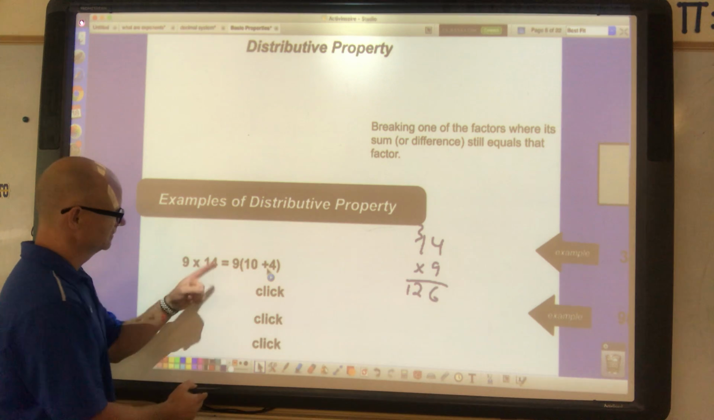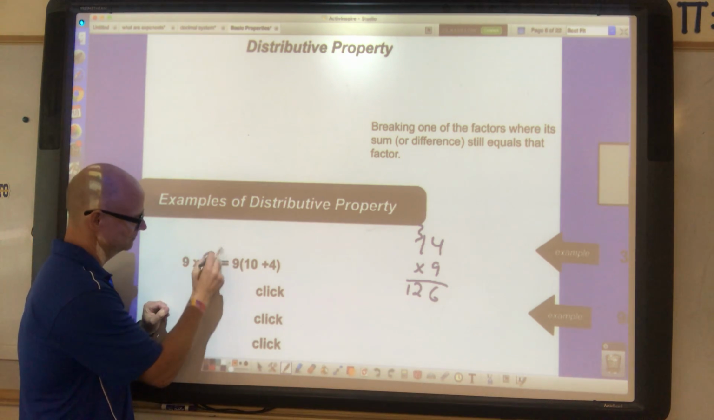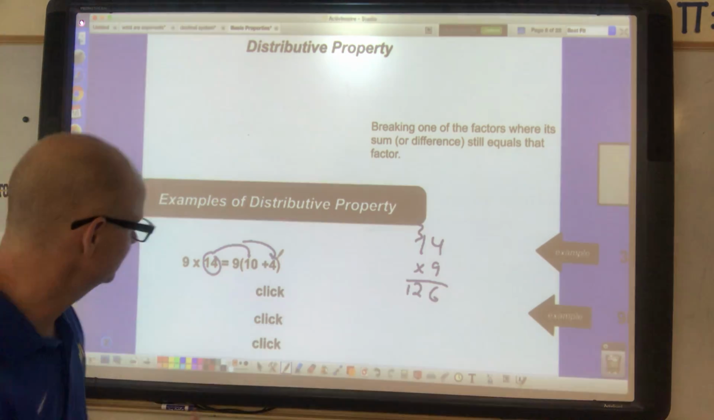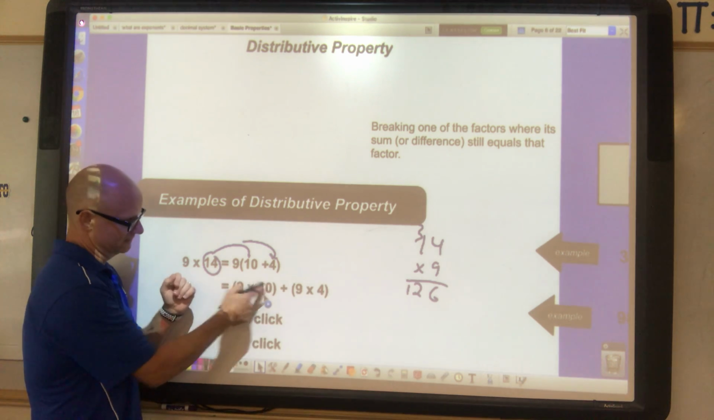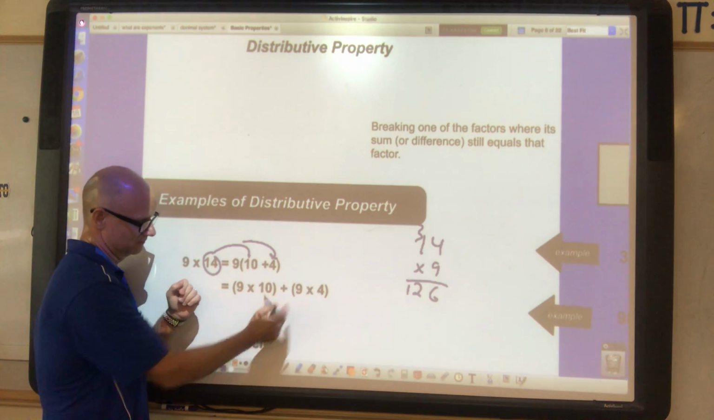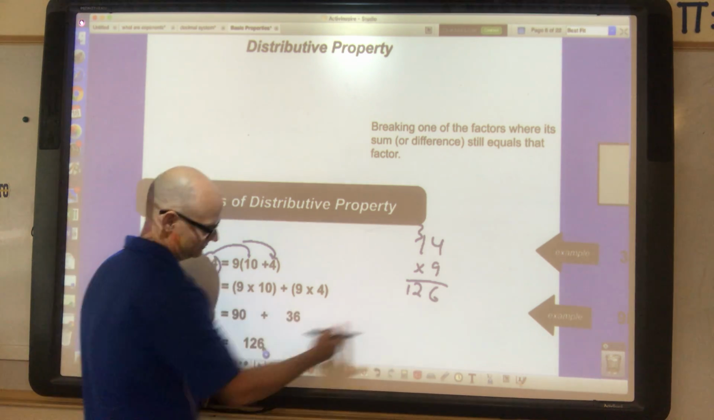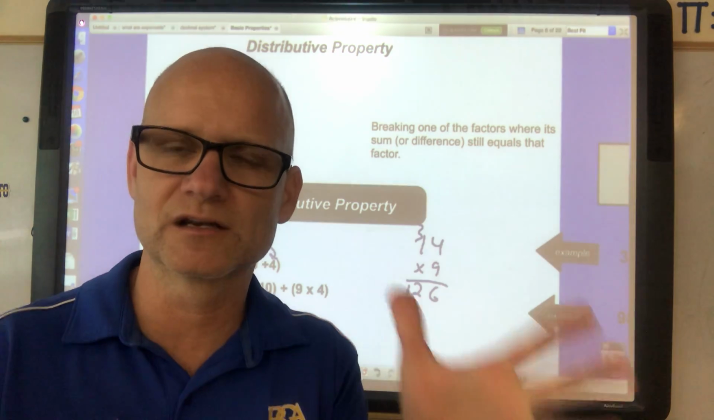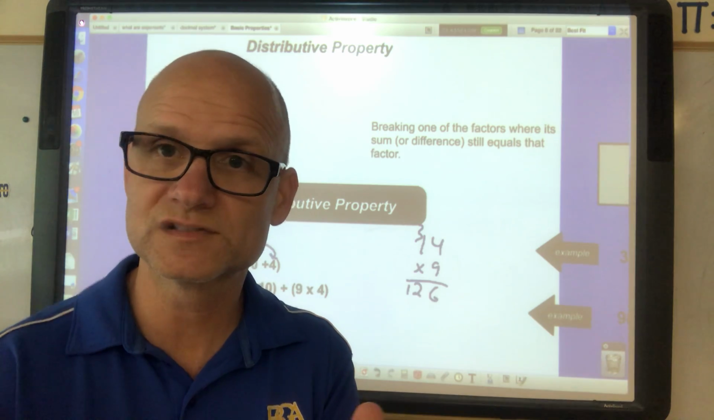You can change 14 to 10 and 4, right? Because 10 and 4 is 14. And then you could do 9 times 10, and then you could do 9 times 4, and you add those two, and you still get the same amount. So distributive just means you're taking one factor, you're breaking it up into parts, but the sum or even the difference is still the same.